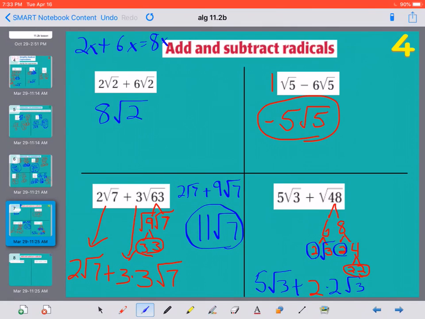Now we have the same radical. So we'll have 5 square root 3 plus 4 square root 3. 5 plus 4 gives us 9 times the square root of 3.